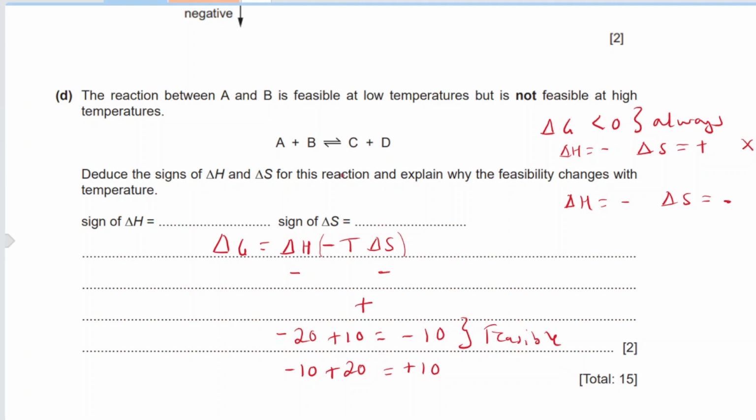Which means that we want this value to be as small as possible. We want negative T delta S to be as small as possible. And for it to be as small as possible, temperature must be as small as possible. So it's feasible at low temperatures, but it is not feasible at high temperatures. And hence, that's why this will be a negative sign, and that's why this will be a negative sign as well. Right? So that is your answer for that question.